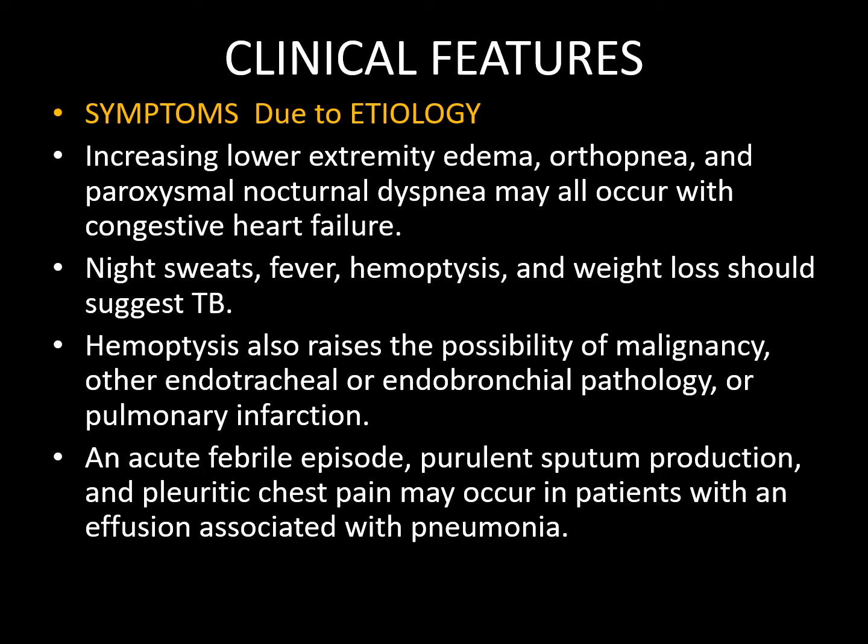The other type of symptoms are due to etiology, like increasing lower extremity edema, dependent pedal edema, paroxysmal nocturnal dyspnea, orthopnea. These symptoms will direct us towards some cardiac reason. Night sweats, fever, hemoptysis, weight loss should suggest some chronic infective pathology or malignancy, like infective pathology like tuberculosis or malignancy. Hemoptysis raises the possibility of malignancy by giving us directions towards endobronchial or endotracheal lesion, or it can also be the sign of pulmonary infarct. An acute febrile episode, purulent sputum production, and pleuritic chest pain can occur in cases of effusions associated with pneumonia, which we call parapneumonic effusion.